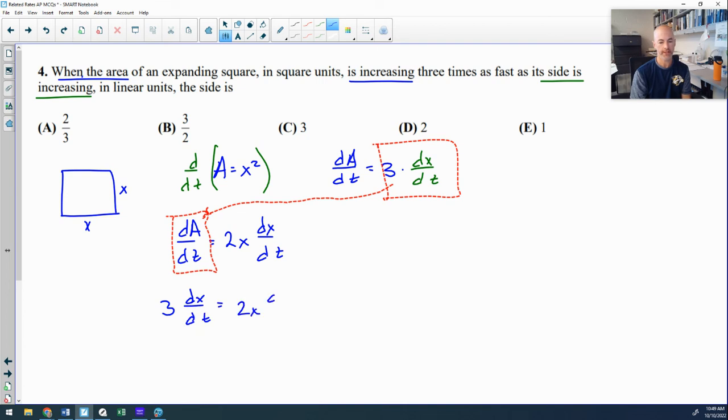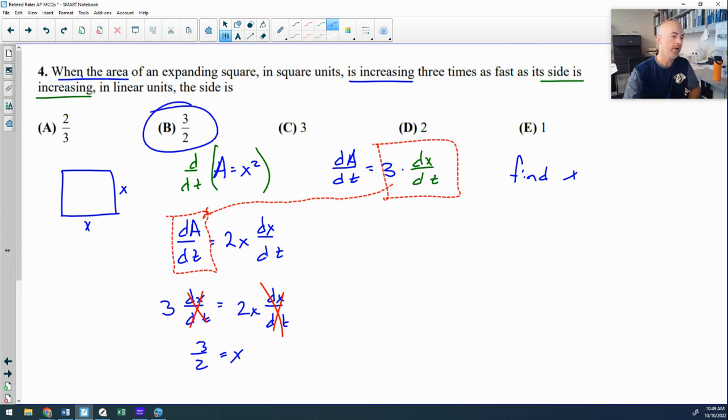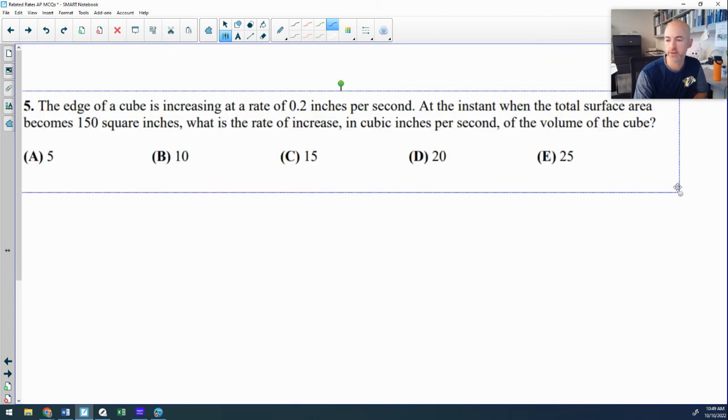is 2x dx/dt. And the question is asking you to find its side length, and I probably should have written this down. The side is what? So my goal is to find x, as I've called it. I didn't want to use s because it looks too much like a 5 to me. And when you start dividing this, the dx/dt's actually divide out, and you will get 3 divided by 2 is x, which is option B. So considerably easier than number 3 was. And let's move on and finish up with number 5.